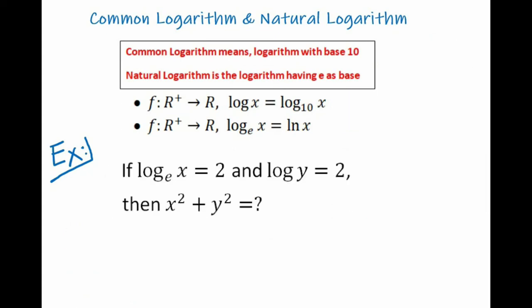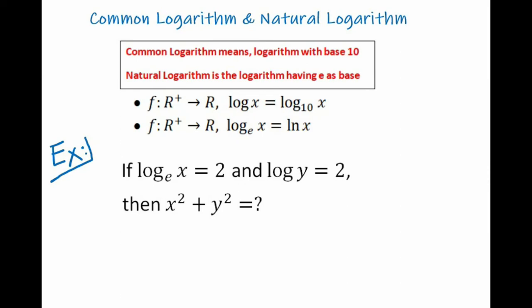In this question, the first logarithm is given to us as logarithm of x in base e is equal to 2, and the logarithm of y is given to us as 2. So by using those two logarithms, what can be the result of x squared plus y squared? We need to represent x and y in terms of some numbers so that we can write x squared and y squared as real numbers.